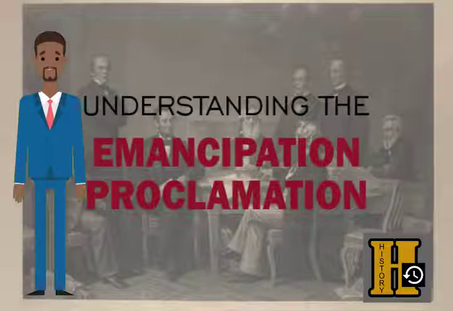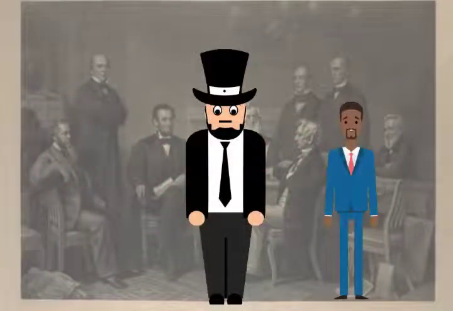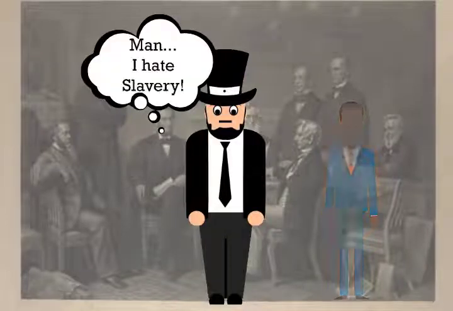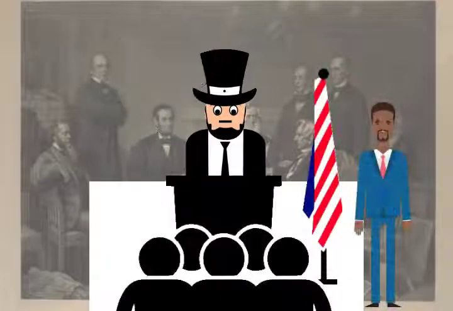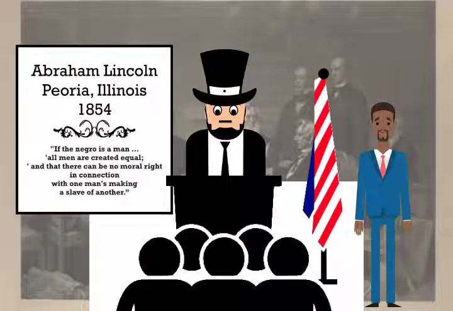Understanding African Americans' path to freedom and the role that the Emancipation Proclamation played requires a little bit of knowledge about Abraham Lincoln and the context in which the Emancipation Proclamation was written and issued. Abraham Lincoln apparently had a personal moral issue with slavery and spoke about it publicly. In his famous speech in Peoria, Illinois in 1854, he stated, quote, "If the Negro is a man, and men are created equal, there can be no moral right in connection with one man's making a slave of another."